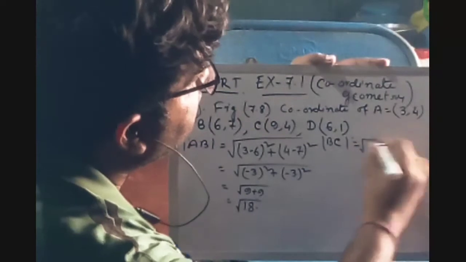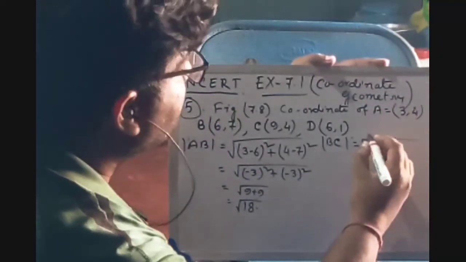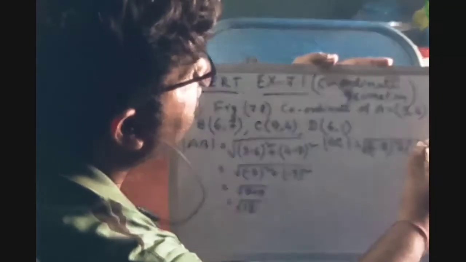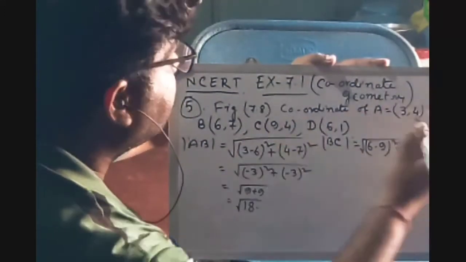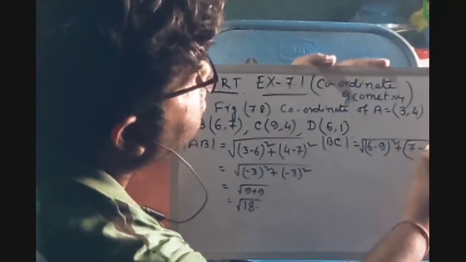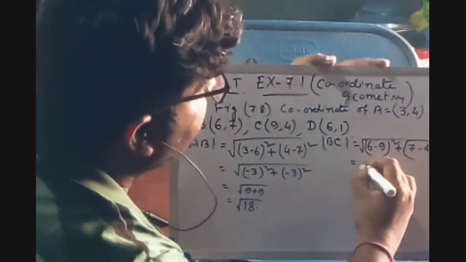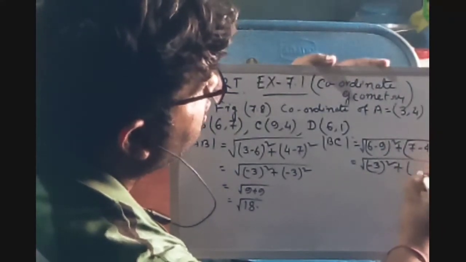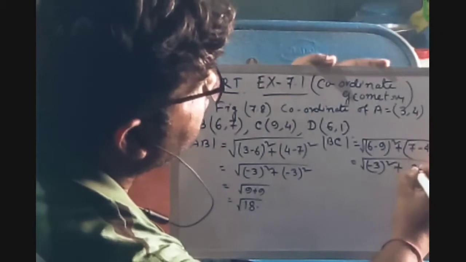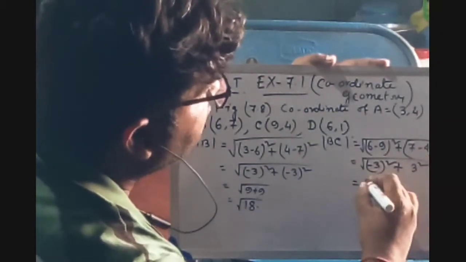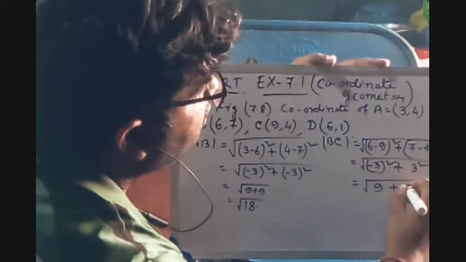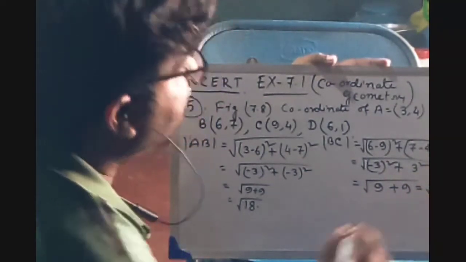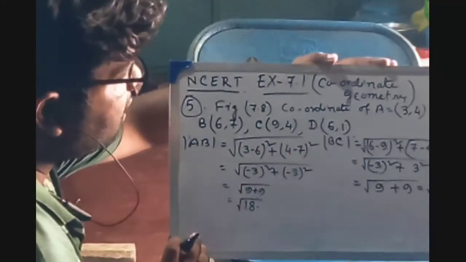Distance between B and C. That should be root of (6 minus 9) whole square plus (7 minus 4) whole square. That will be (minus 3) square plus 3 square, that equals 9 plus 9, means root 18. So the distance between AB and BC are same.